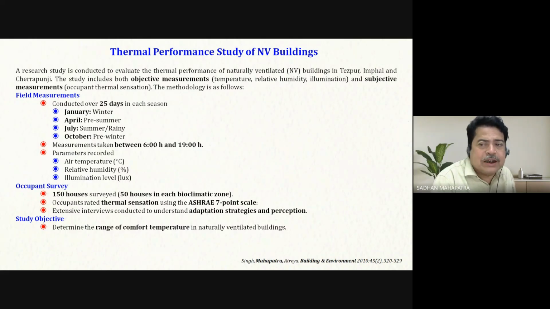And the occupant survey, which was the subjective measurement: 150 houses were surveyed, 50 houses in each location. Occupants rated their thermal sensation using the ASHRAE 7-point scale, and extensive interviews were conducted to understand the adaptation strategies and the perception. And the whole objective of the study was to determine the range of comfort temperature in naturally ventilated buildings.